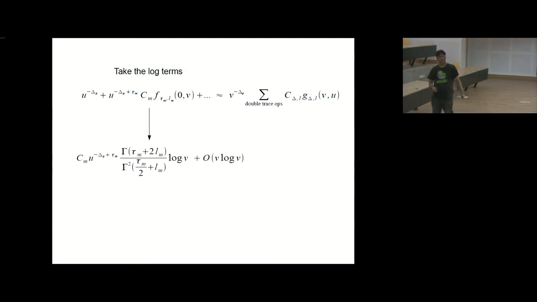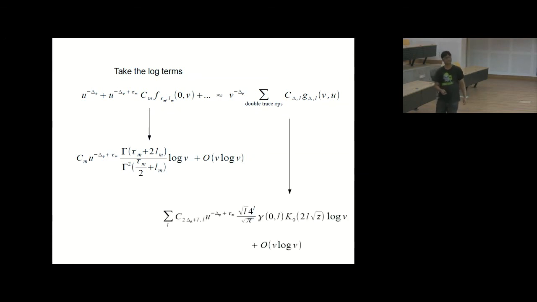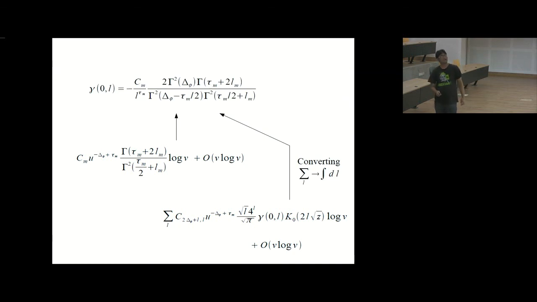So how do I do that? I take the log terms from the S channel. So this is the conformal block of the S channel, and if I take the log term it somewhat looks like this schematically. And on the right hand side, I will again get a log term, but this log term will have the anomalous dimensions of the double trace operators in it. And to match these two, I get this anomalous dimension.